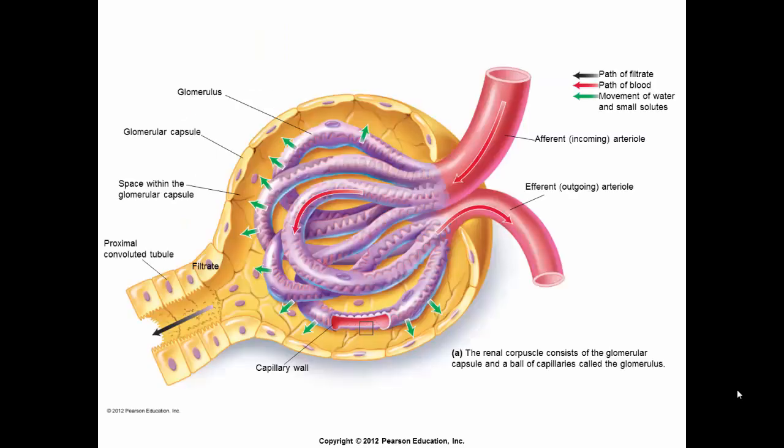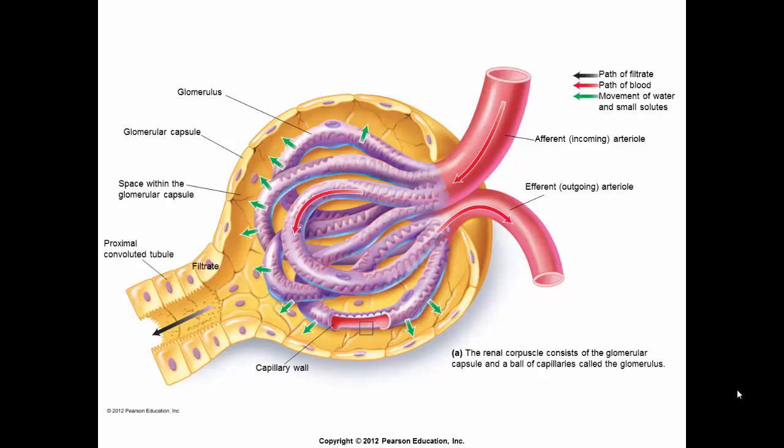This shows a closer image of a glomerulus, in that you can see the afferent, the incoming arteriole. This is where the pathway of the blood is first coming in. You can see the movement of water and solutes being pushed out to be maintained by the body, and the efferent, the outgoing arteriole. So this is the tuft of capillaries, and then from the glomerulus you can see it leading to the proximal convoluted tubule.